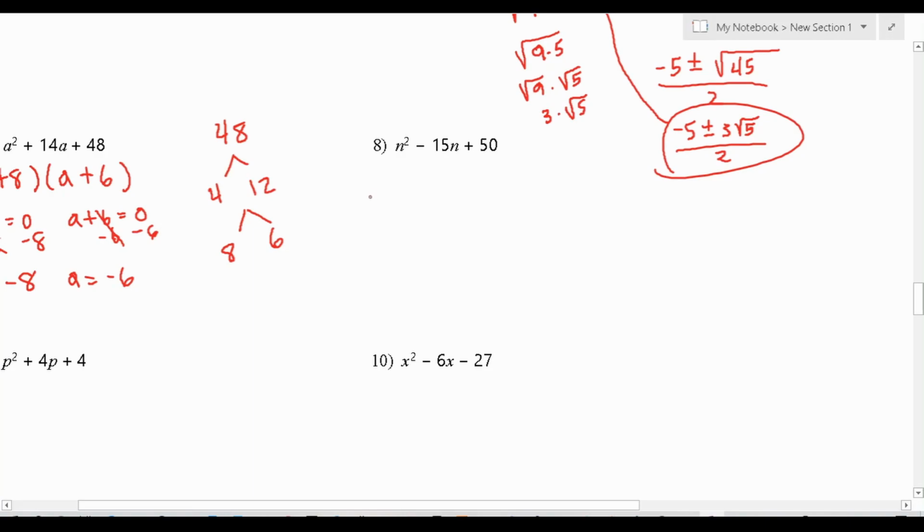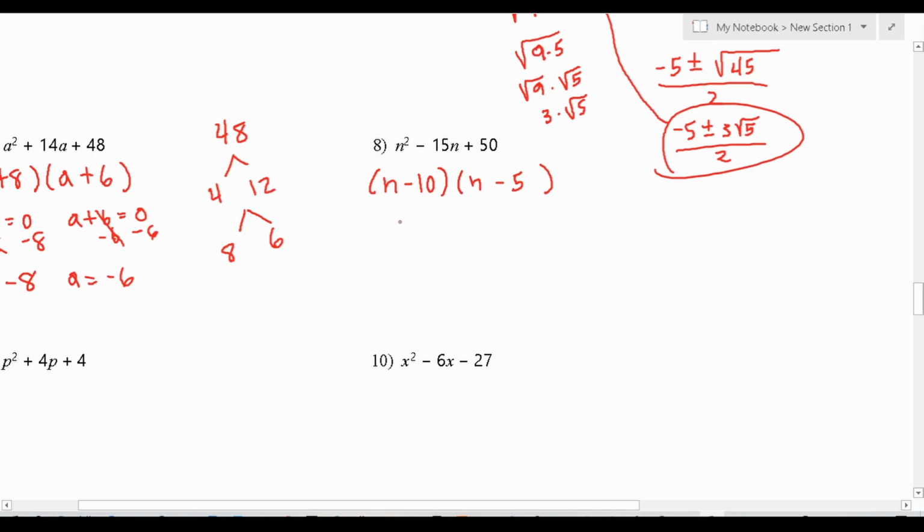So let's work on number 8. We have n squared minus 15n plus 50. So we know that if this is factorable, it's going to look like that. We're looking for two integers or factors that have a product of 50 and add to negative 15. Negative 5 times negative 10 will give you 50. Negative 5 plus negative 10 will give you negative 15. So we know this is going to be n minus 10 and n minus 5.